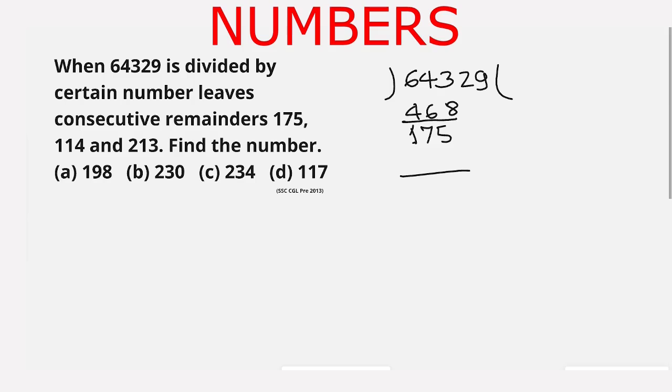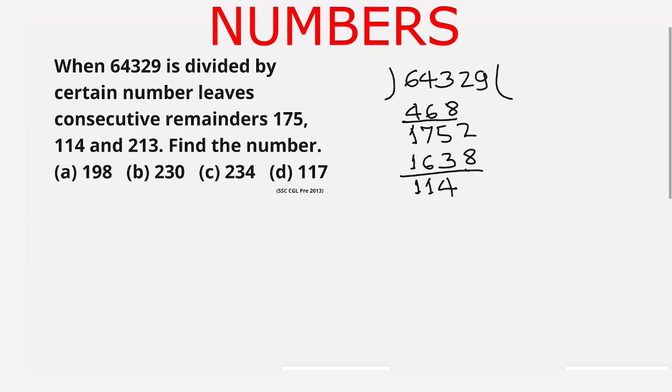The next remainder is 114. We carry 2 from above, so the number becomes 1752. On subtracting 114 from 1752, we get 1638. Or on subtracting 1638 from 1752, the remainder is 114.